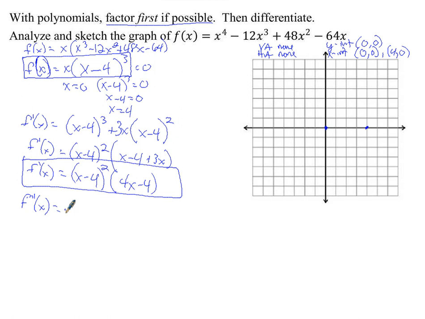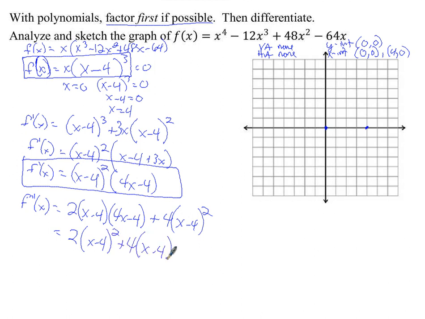F prime, 2 to the first power now, times the original g, plus g prime f. G prime in this case is easy. It's just 4 times the original f, which is x minus 4 squared. Well, if you look, this is also x minus 4 squared. So this becomes 2 times x minus 4 squared plus 4 times x minus 4 squared.